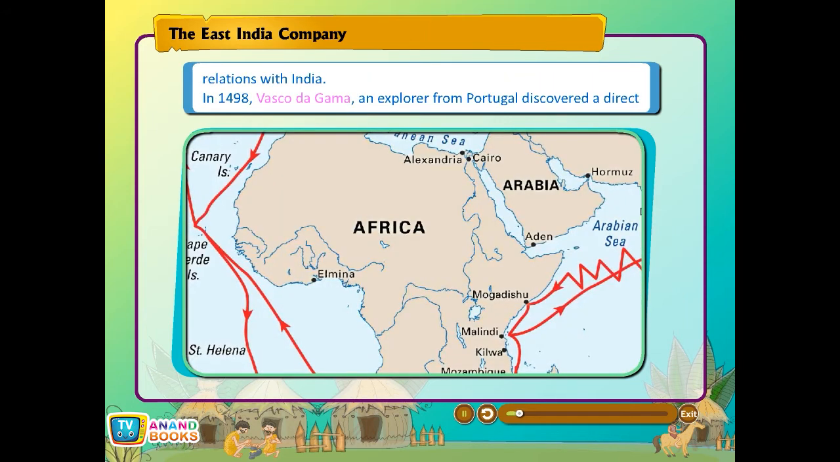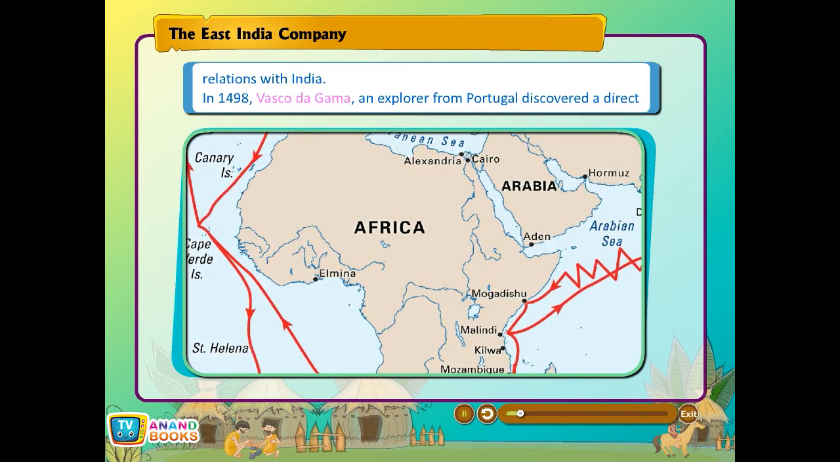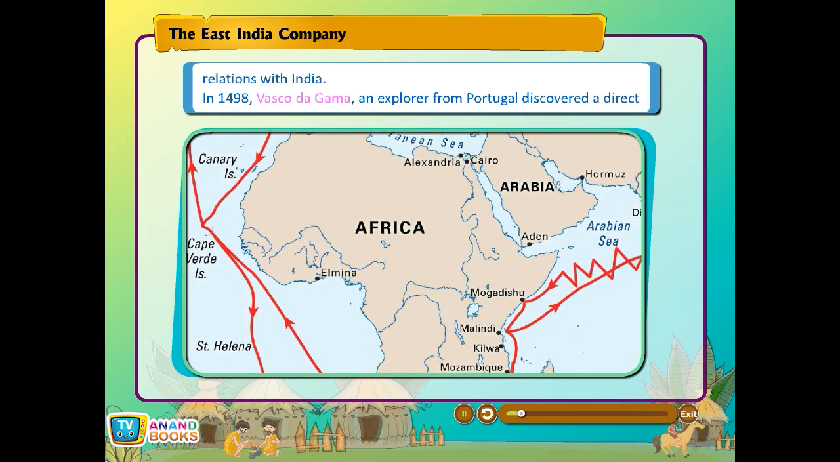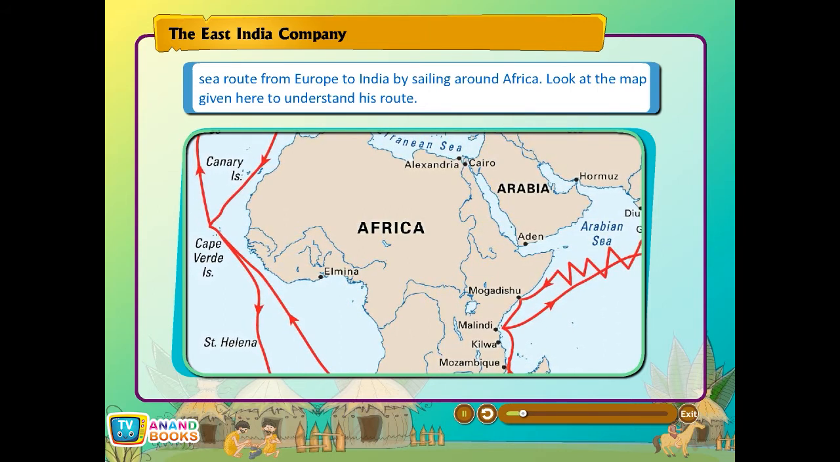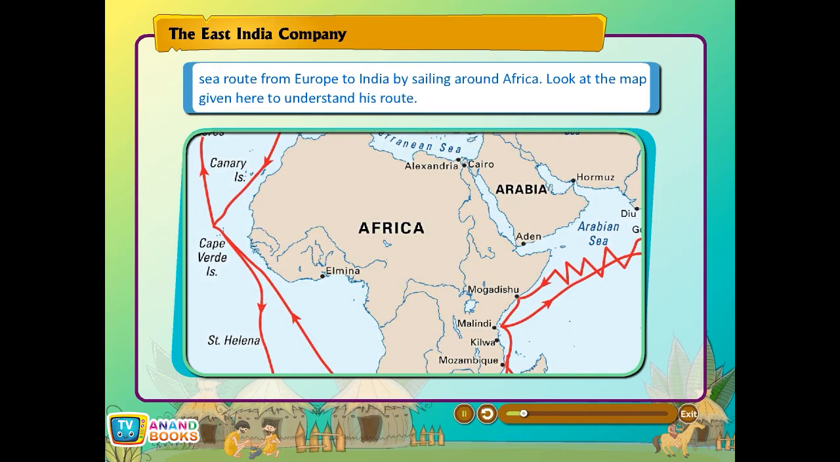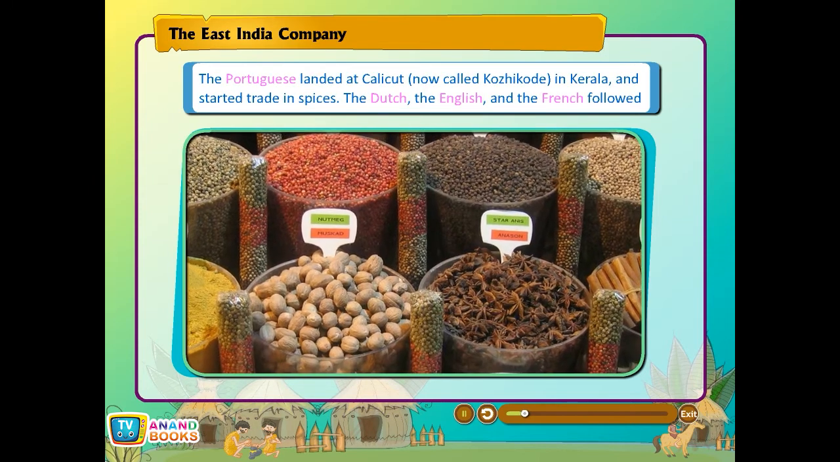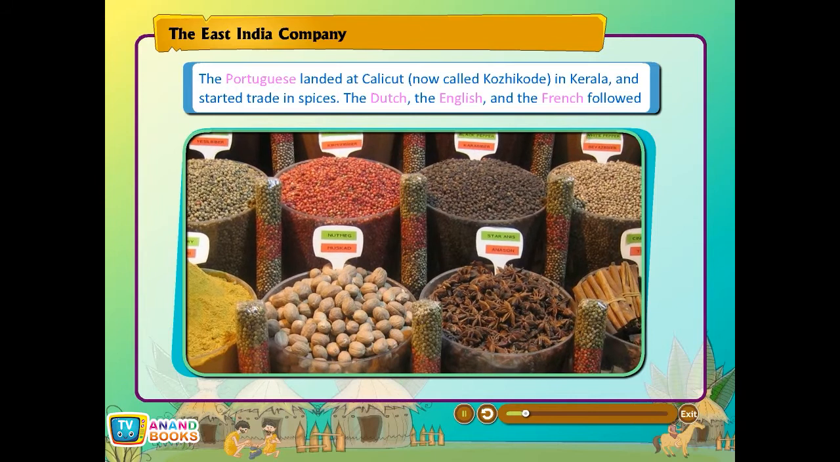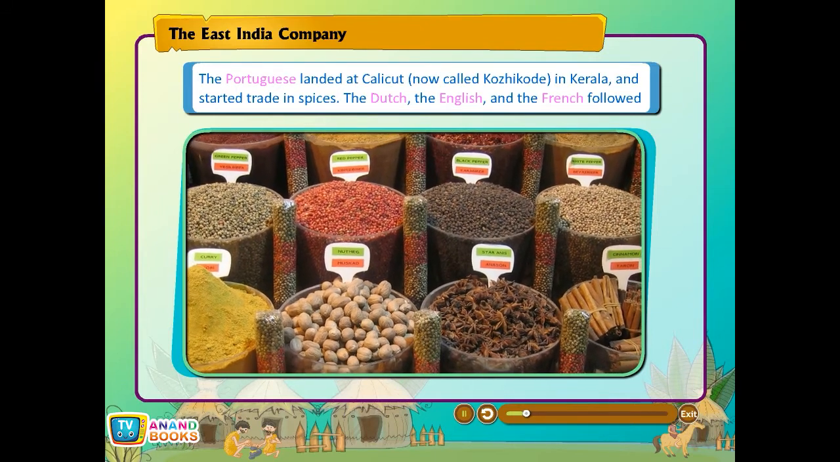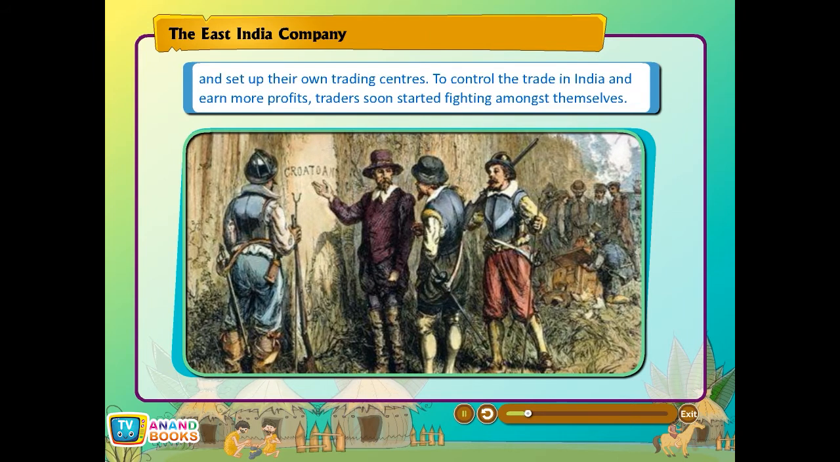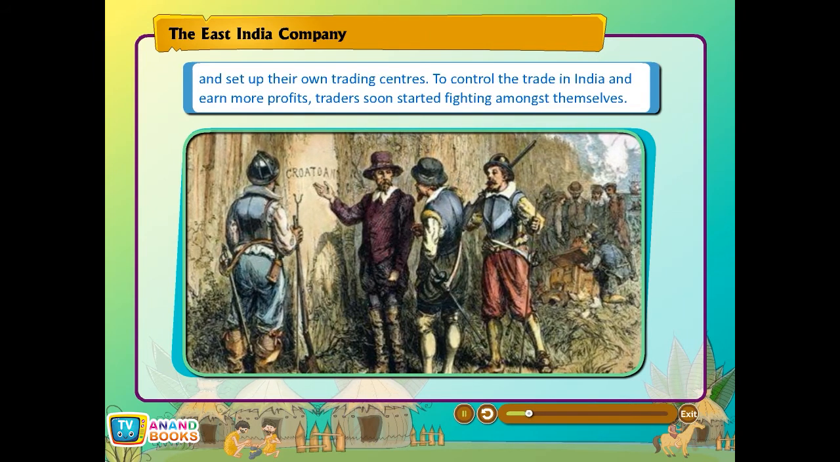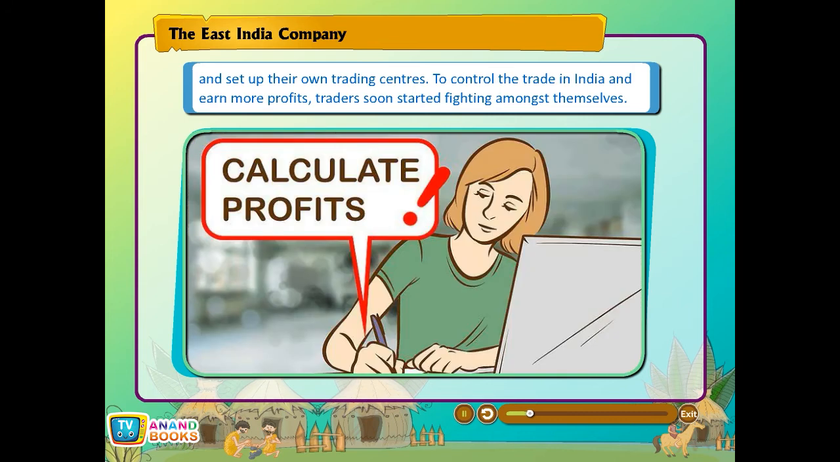In 1498, Vasco da Gama, an explorer from Portugal, discovered a direct sea route from Europe to India by sailing around Africa. Look at the map given here to understand his route. The Portuguese landed at Calicut, now called Kozhikode, in Kerala and started trade in spices. The Dutch, the English and the French followed and set up their own trading centers. To control the trade in India and earn more profits, traders soon started fighting amongst themselves.